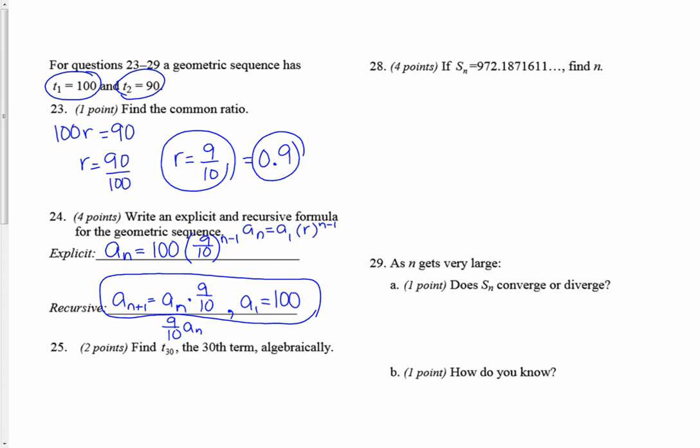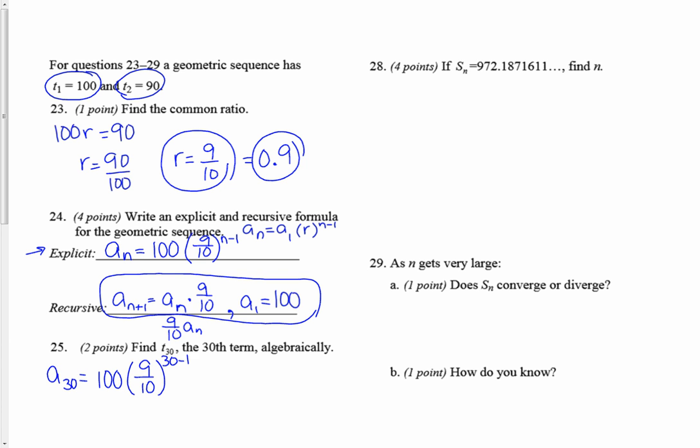Question number 25 says find t sub 30, the 30th term algebraically. Well, if I'm going to find 30 terms, it would be easier for me to use an explicit formula. That way I can just plug in 30 for n. So I have 100 times 9/10 to the 30 minus 1.